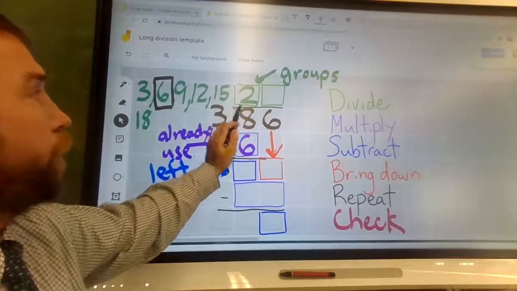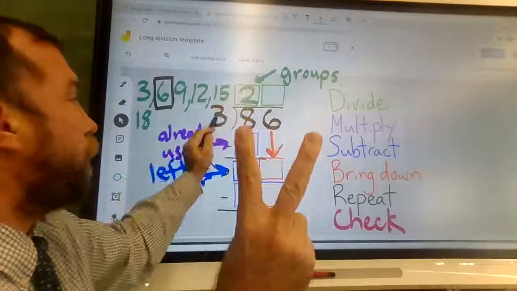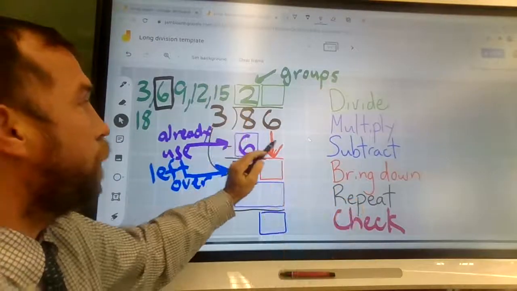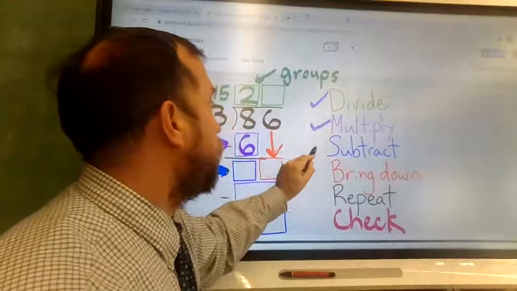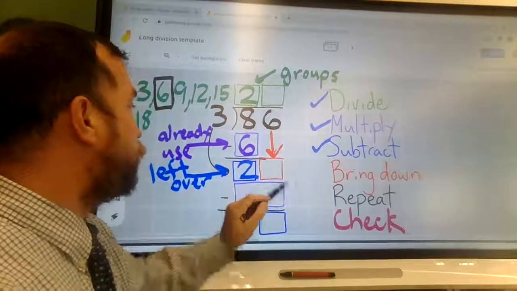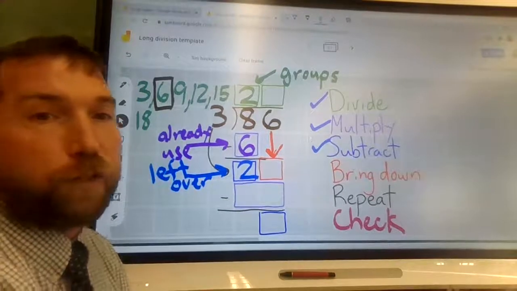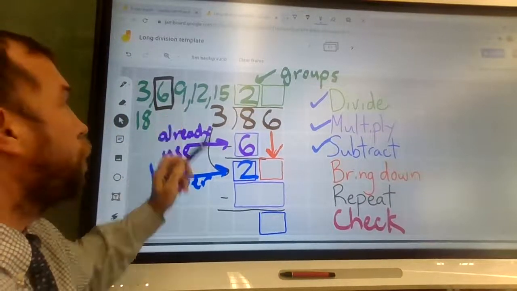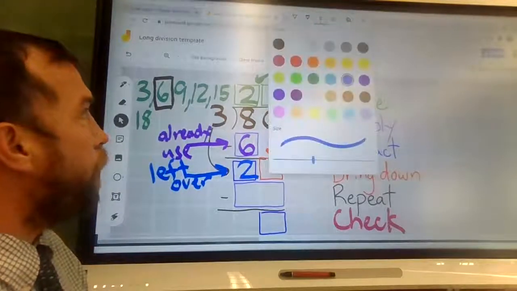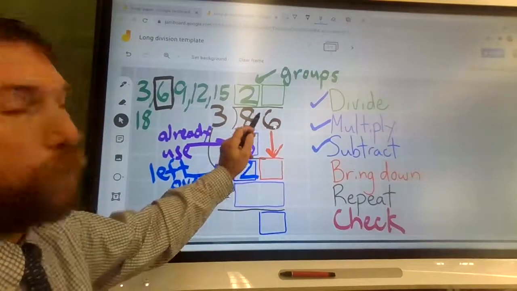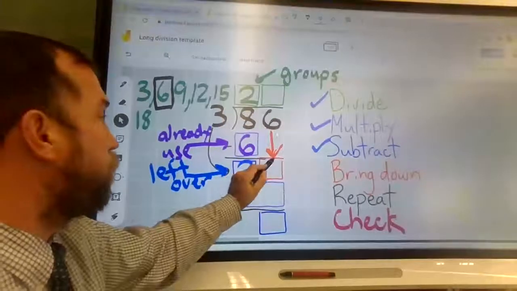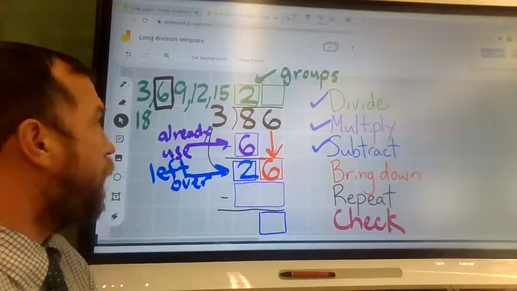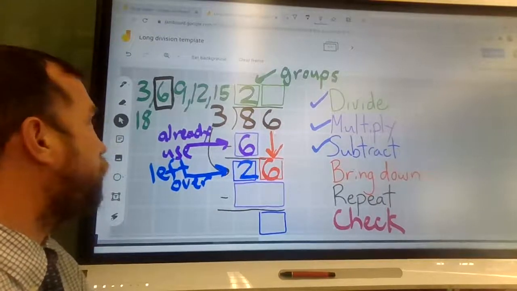Again, we did 3 goes into 8 2 times. 2 times 3 is 6. 8 minus 6, that's our subtract, is 2. That's how many of the 8 were left over. I didn't quite make it all the way to 9. Okay, and then in red, next I'm going to bring down. The 6 is going to come down, and it now becomes 26.